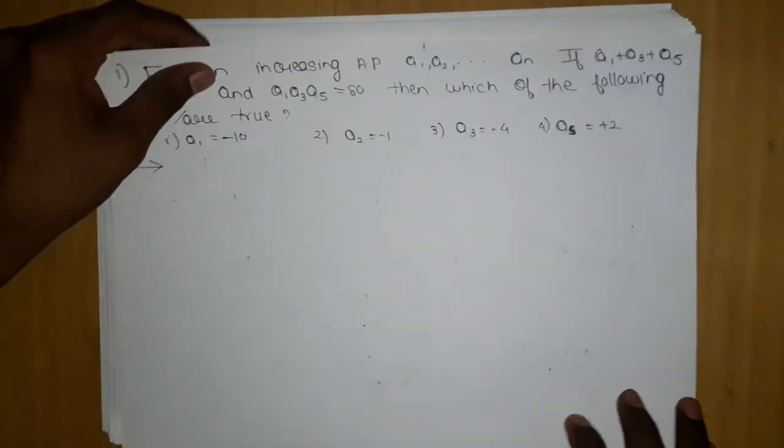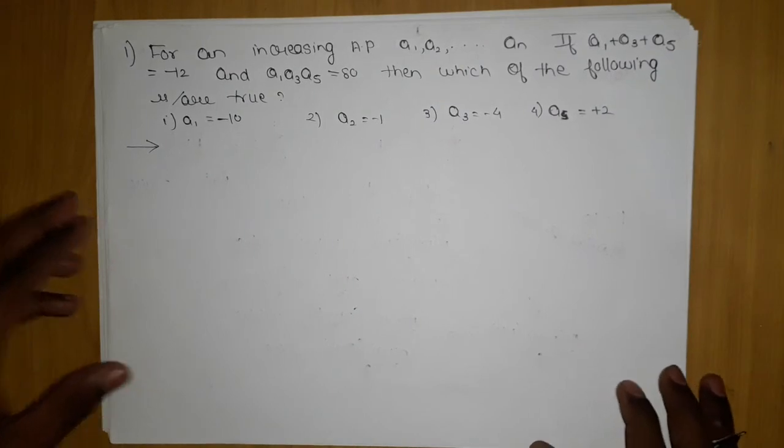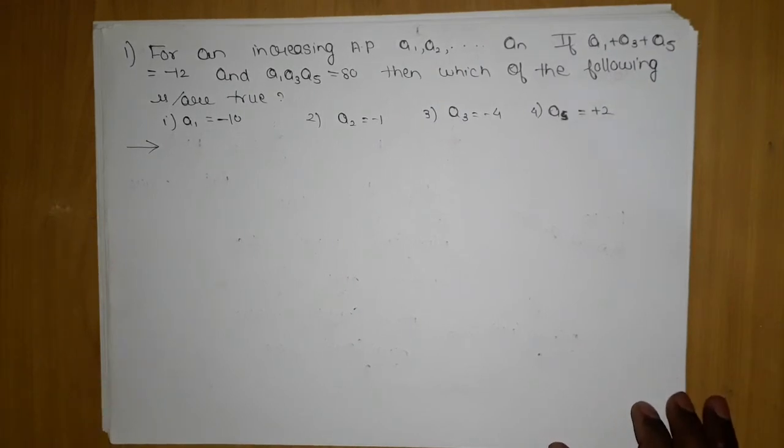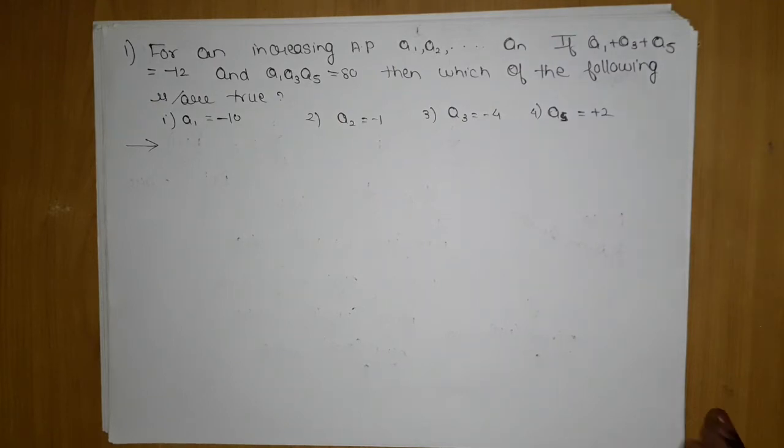Since we are done with the single correct questions, now we are going to solve the multiple correct questions. The first multiple correct question is as follows. For an increasing AP A1, A2 and so on till AN, if A1 plus A3 plus A5 is equal to minus 12 and A1 into A3 into A5 is equal to 80, which of the following are true? The first option is A1 is equal to minus 10, A2 is equal to minus 1, A3 is equal to minus 4 and A5 is equal to plus 2.